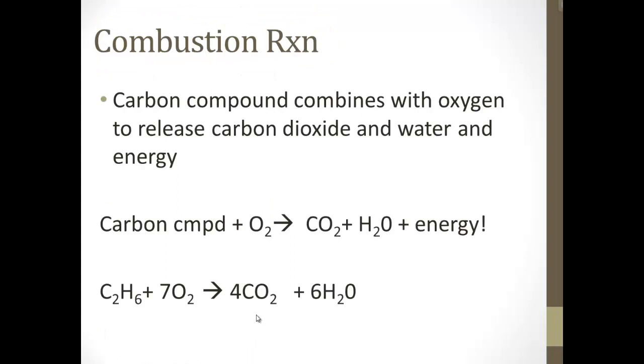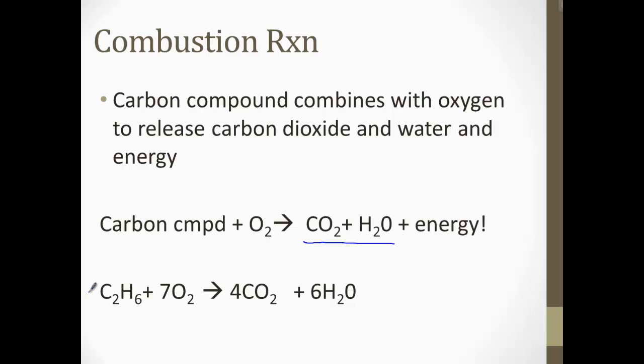All right, the final reaction that we're going to learn is a combustion reaction. In a combustion reaction, we're going to take some type of carbon compound, combine it with oxygen, and then we're going to provide heat typically. And after this reaction goes through, we're always going to produce carbon dioxide and water. The other product that we get is energy, which we use to heat our homes, power certain types of vehicles, and that type of thing.